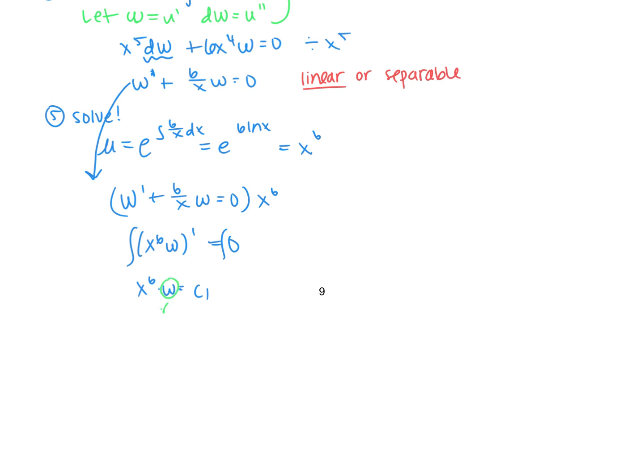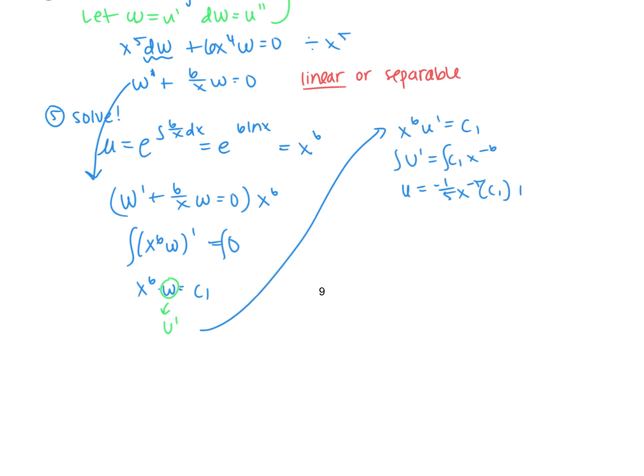So we know that w we defined as u prime. So I'm going to continue up here. So I get x to the 6th u prime is equal to c1. Okay, so then I'm going to get u prime is equal to c1 x to the negative 6th, and I'm going to integrate. So I will get u is equal to negative 1/5 x to the negative 5th times some constant c1, and then I have a constant c2.